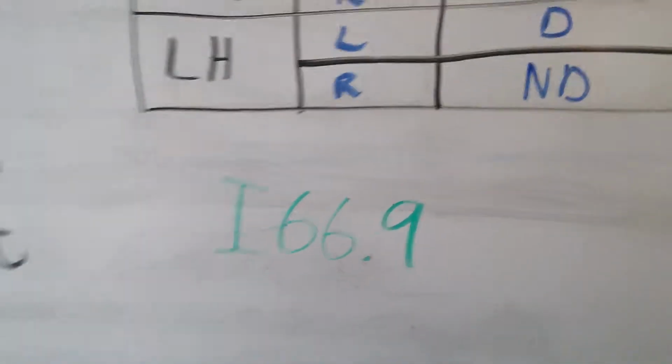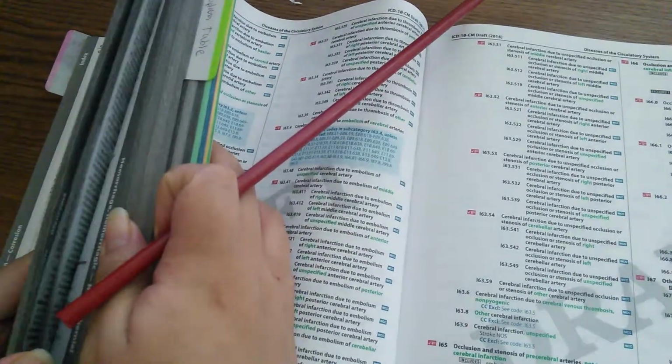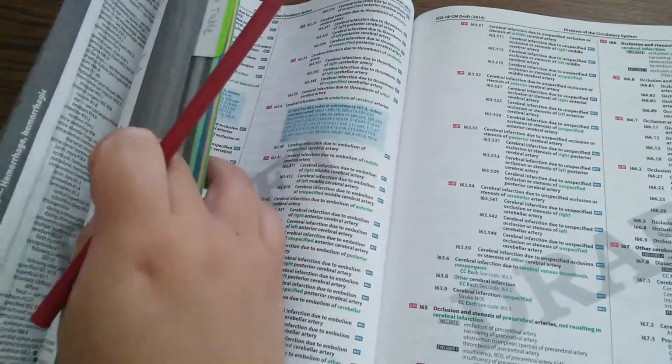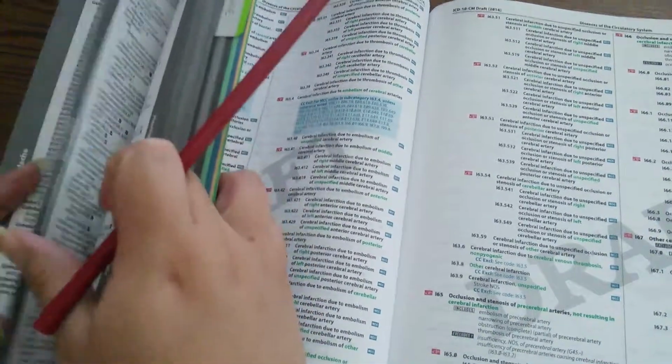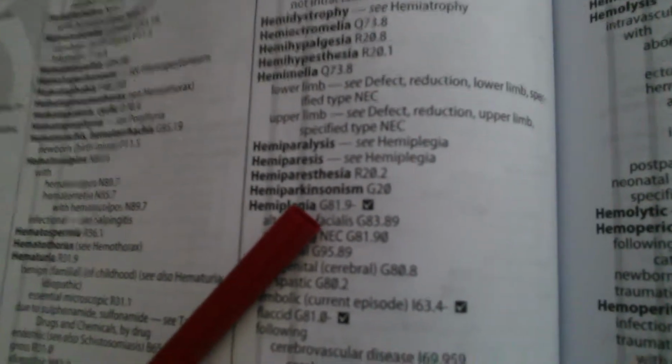Now there's a hemiplegia there, right? So we need an extra code for hemiplegia. So let's find it. So we go to hemiplegia in our index. Here we go. There's hemiplegia, okay. What's the code? The code is G81.9.